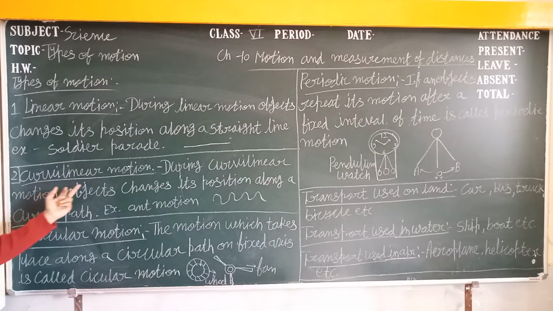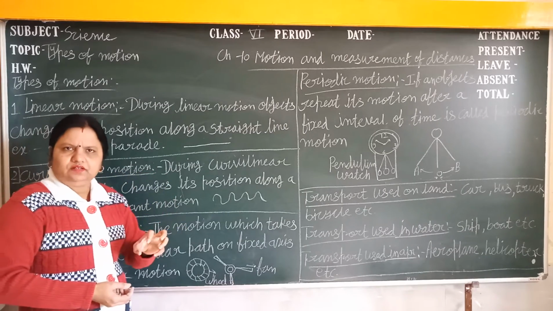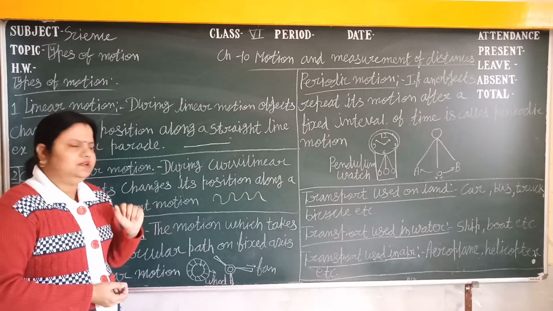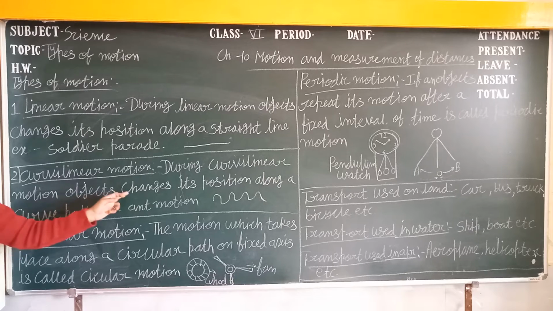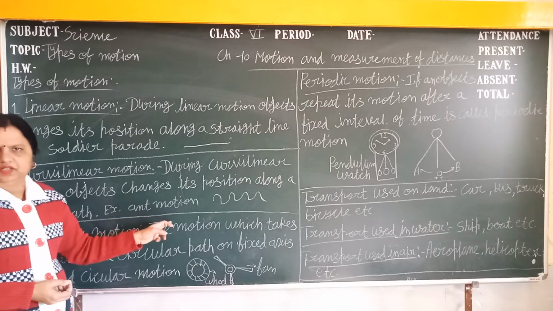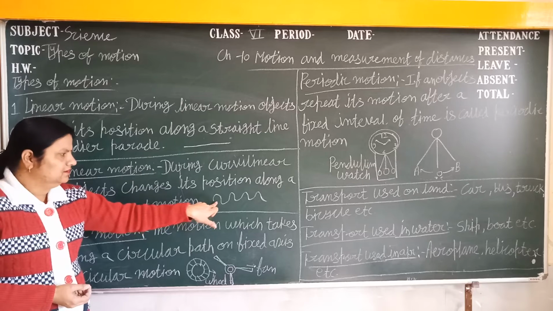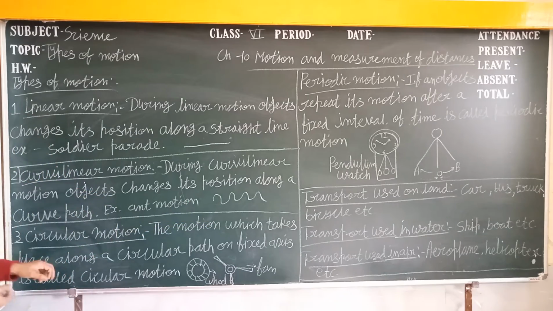Next, curvilinear motion. Motion which is in a curved path is known as curvilinear motion. During curvilinear motion, an object changes its position along a curved path. Example, ant motion. An ant moving on a curved path. And this is a diagram of motion on a curved path.